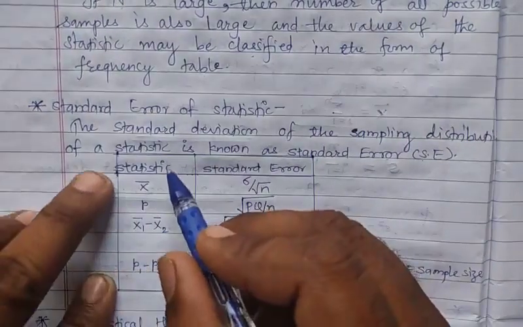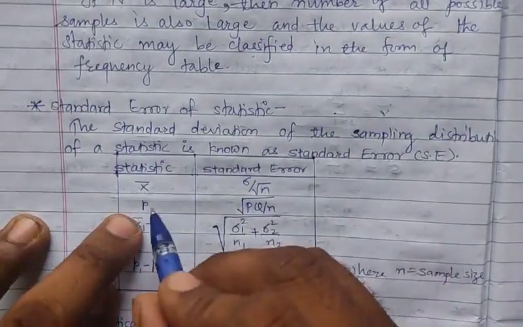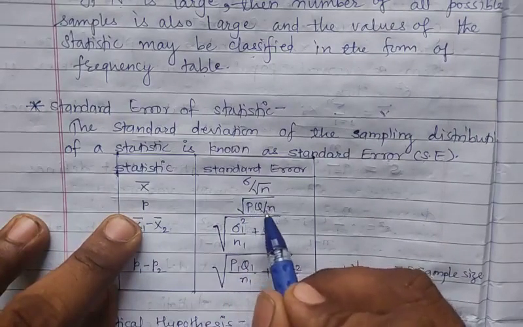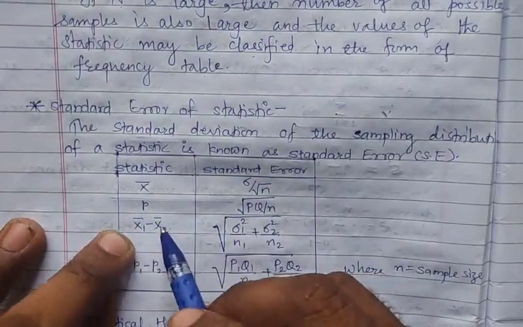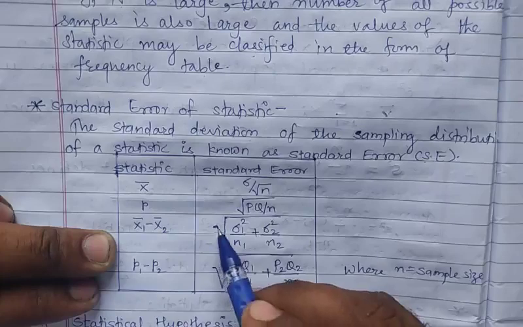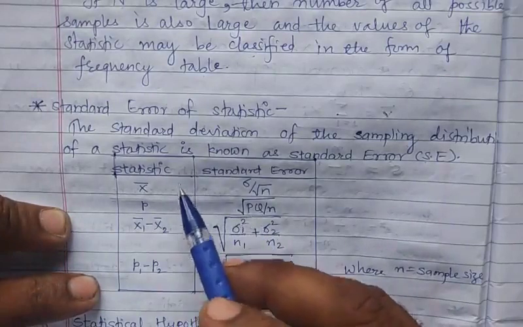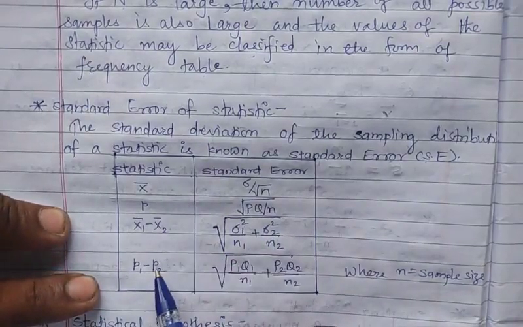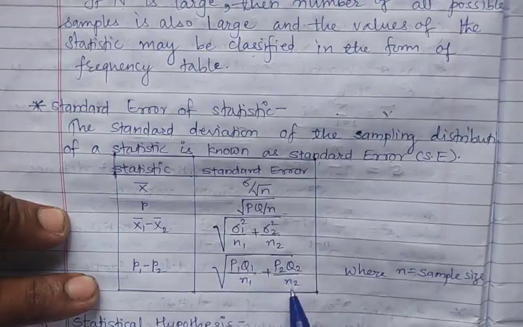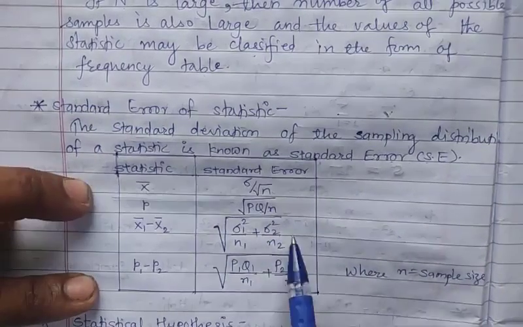Now we will see some statistics. For x bar, the standard error is sigma by root n. If the statistic is P, then its standard error is square root of PQ by n. If the statistic is x1 bar minus x2 bar, then its standard error will be square root of sigma 1 square by n1 plus sigma 2 square by n2. And if the statistic is small p1 minus p2, then its standard error will be square root of p1 q1 by n1 plus p2 q2 by n2, where n is the sample size.